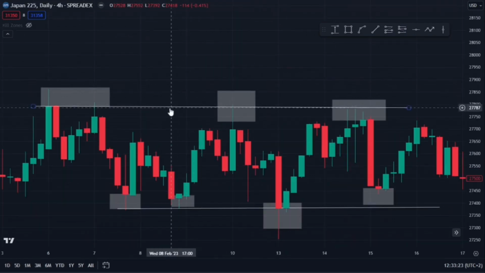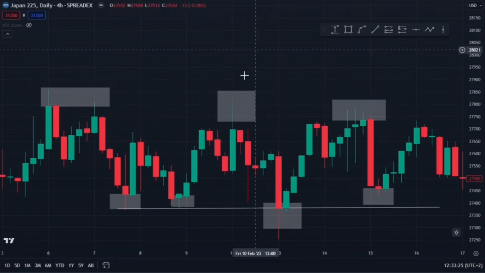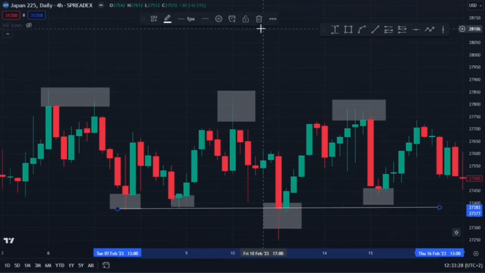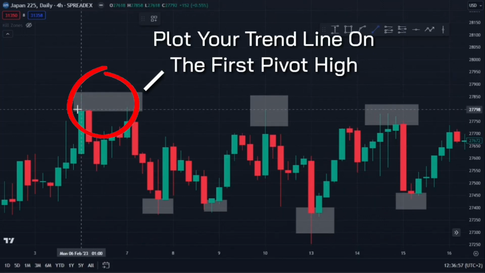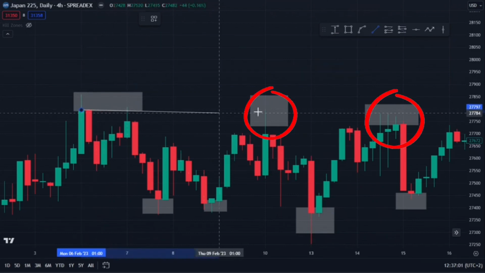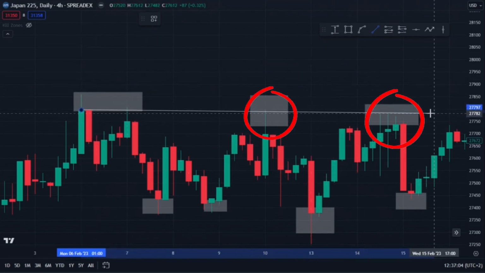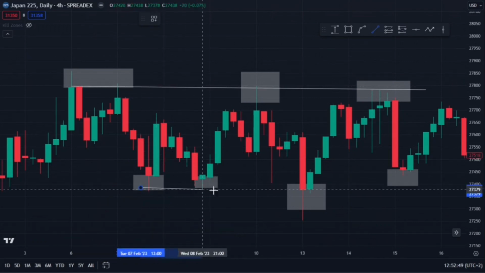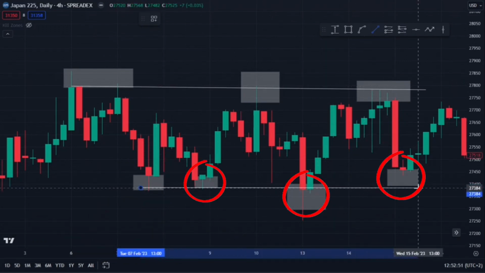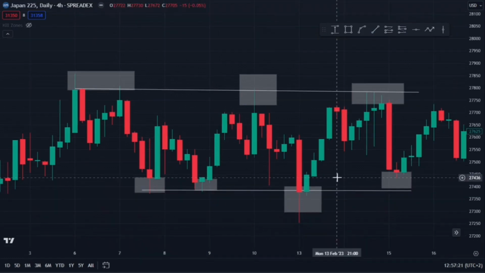So what I'm going to do is delete these 2 trend lines here so that we can plot it from scratch. We're going to start off with the pivot highs. You want to identify the first pivot high, and this is where you want to plot the beginning of your trend line. Then you can stretch it across the following pivot highs. Okay, so now you want to plot another trend line at the first pivot low, stretching it across the following pivot lows. And again, you can plot your trend lines in whichever way that you would like to, on the bodies or the wicks, it doesn't matter.